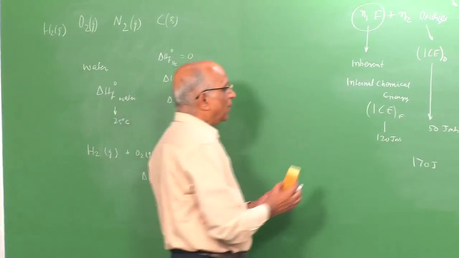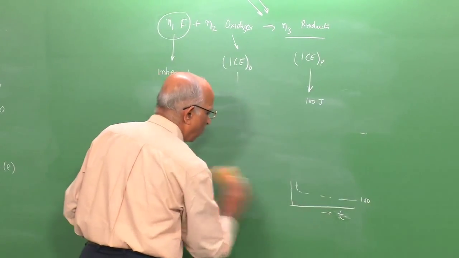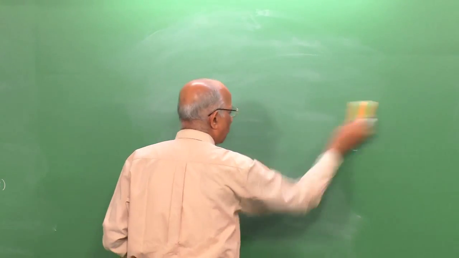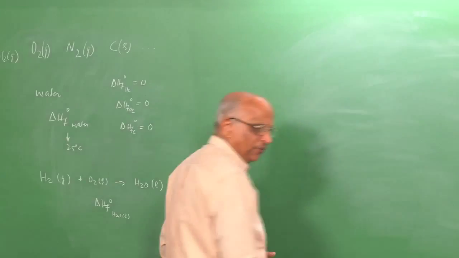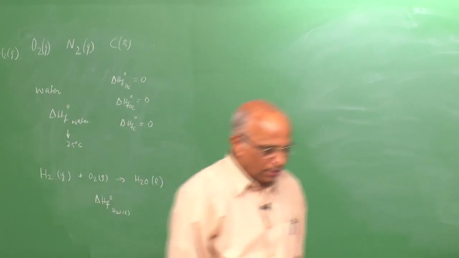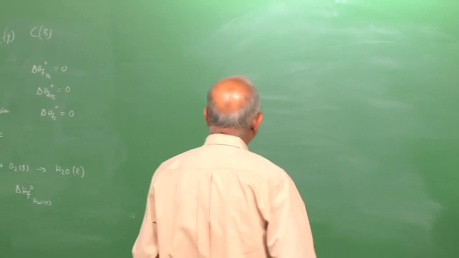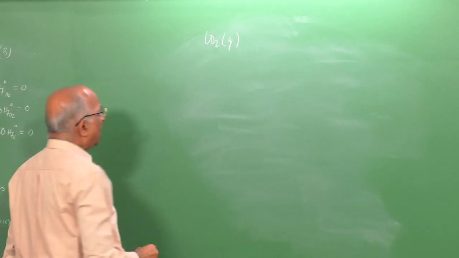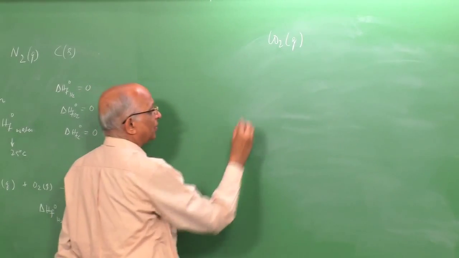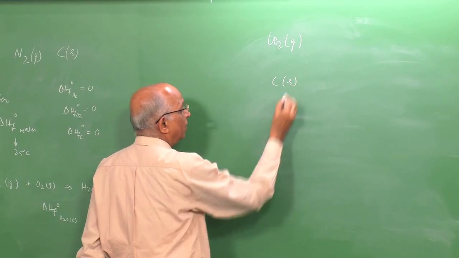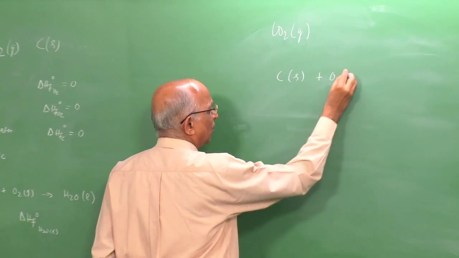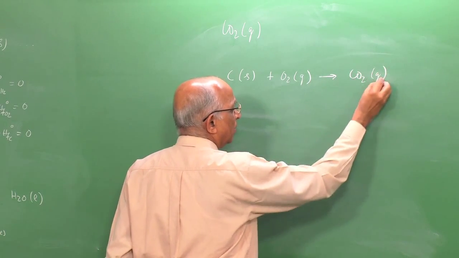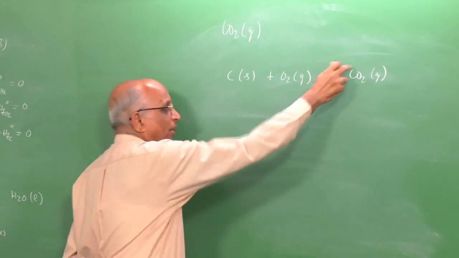We need to build up a table of heats of formation, and it is given. All these values are available as tables, but we must know where they come from. Let us take an example, carbon dioxide. I want to find the heat of formation of carbon dioxide. This is a substance, carbon dioxide, so I have carbon as a solid reacting with oxygen as a gas. Let us say I form carbon dioxide as a gas. Therefore, I am interested in the heat of formation of carbon dioxide.